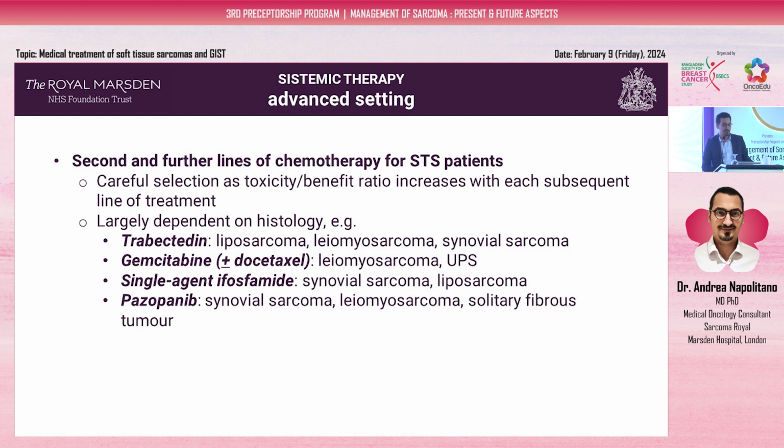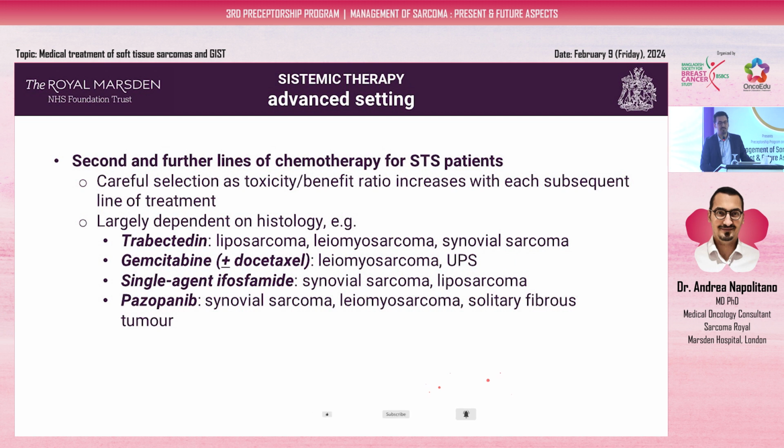And the selection of the patient largely depends on the toxicity benefit ratio and depends very much on the histology. Trabectedin is a drug that has been used quite frequently in sarcoma as a second or third line, is given as a 24-hour infusion with a pump, and is particularly effective in liposarcoma, leiomyosarcoma, and synovial sarcoma. Then gemcitabine-based combination or single agent in leiomyosarcoma and undifferentiated pleomorphic sarcoma, in angiosarcoma as well, and single agent ifosfamide in synovial sarcoma and liposarcoma, and pazopanib, for example, in synovial leiomyosarcoma, solitary fibrous tumor, or ASPS.